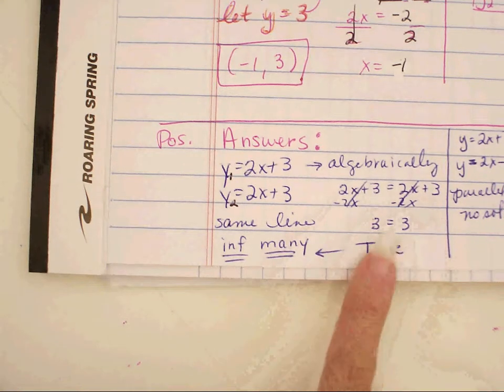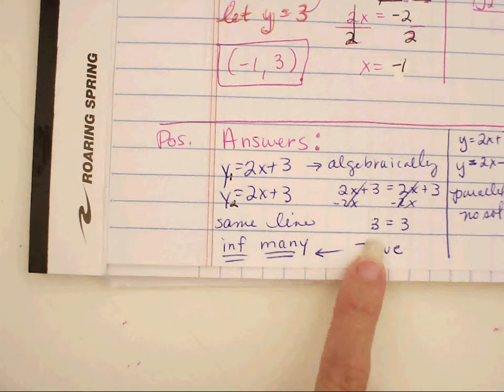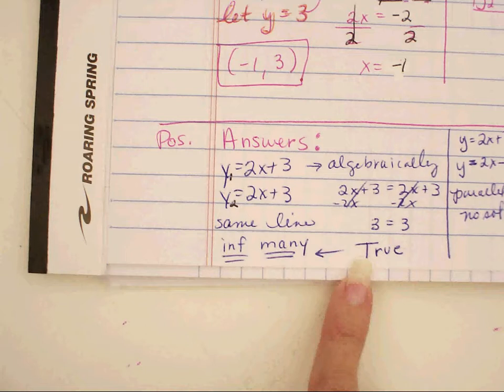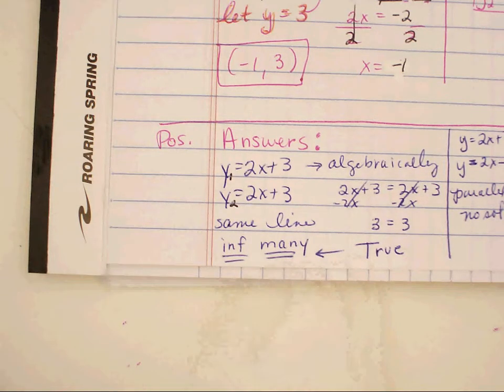Algebraically, if you solve it all the way through and set 2x plus 3 equal to 2x plus 3, I got down to 3 equals 3. Because it is true, it means they are the same line. Well, most of you figured out they were the same line the first second I flashed the problem up there. 2x plus 3 is equal to 2x plus 3, which means there are infinitely many solutions.